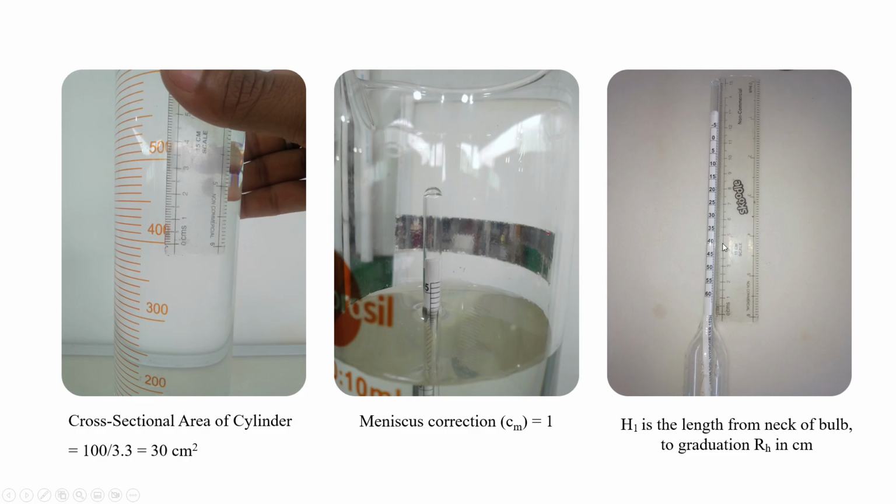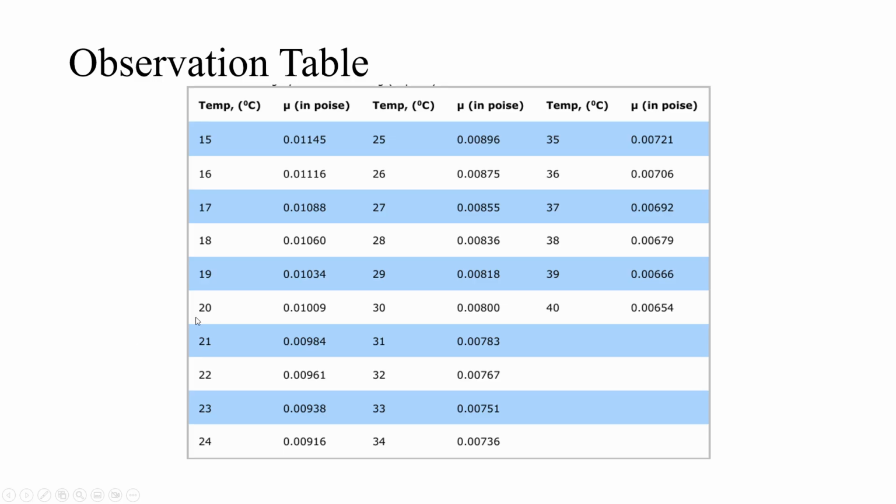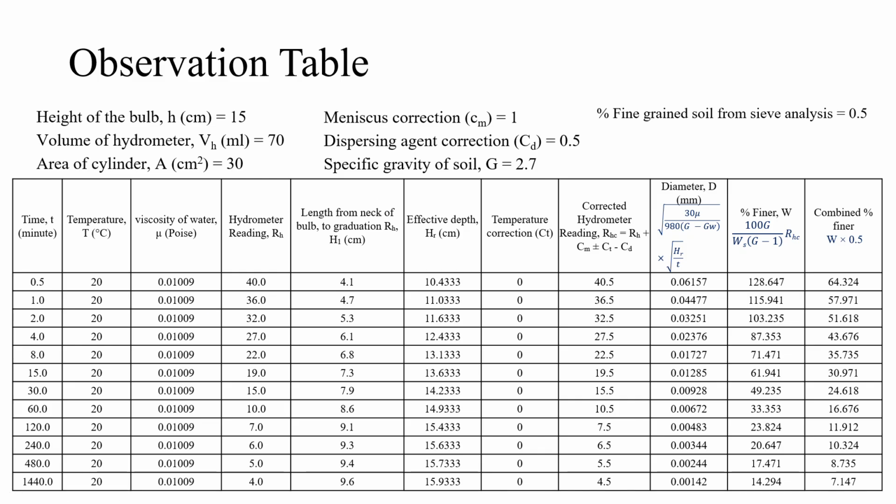Suppose we got 40 as RH. So find the distance from the neck to 40. Here it is something like 4.4, 4.5 something. So note down this H1 4.1 corresponding to RH 40. So for each hydrometer reading, just take the length from the neck of the bulb to the graduation RH in centimeter only. Now find the effective depth HR.